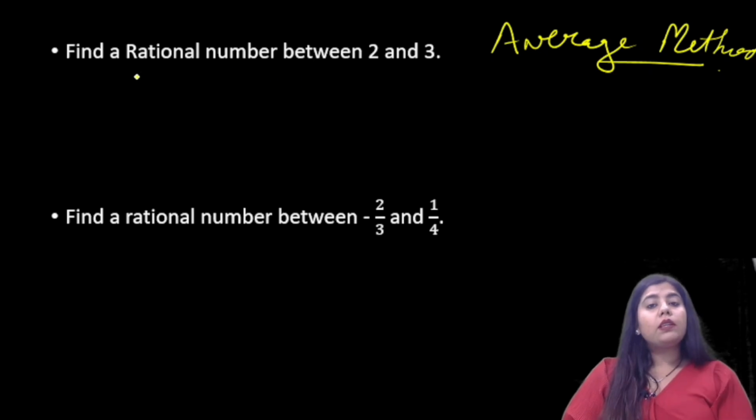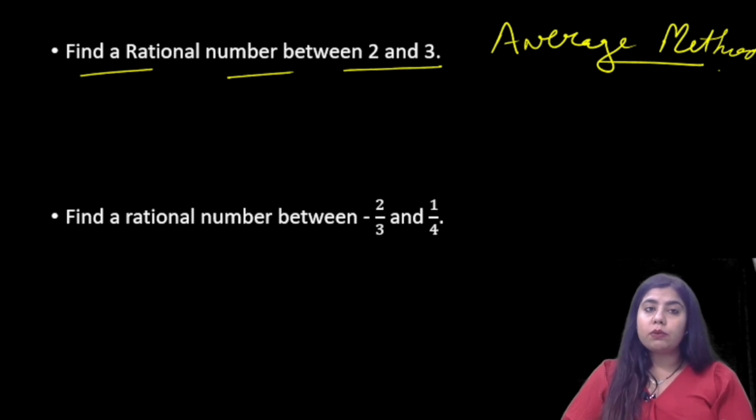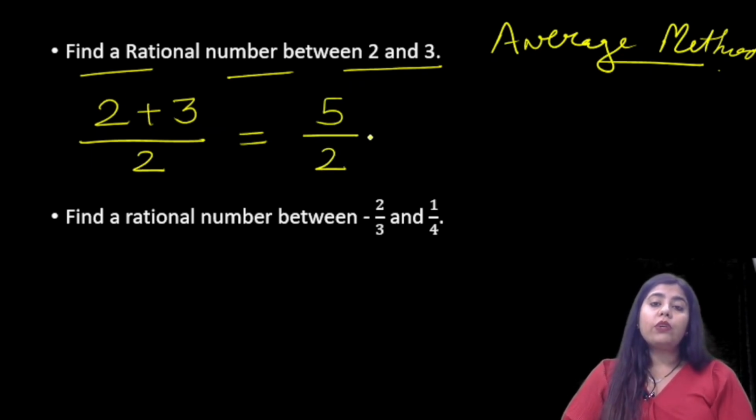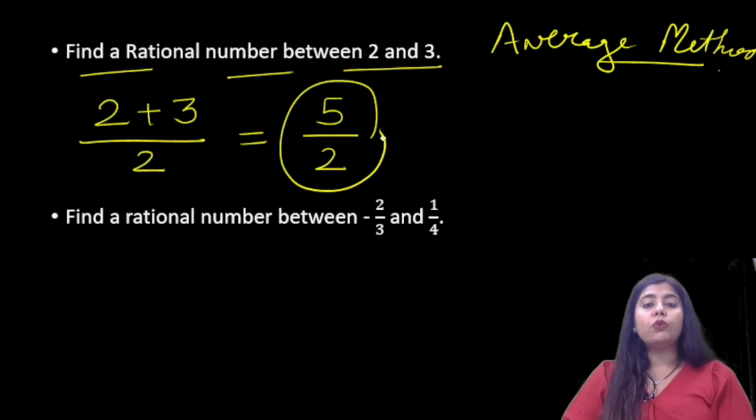For example, see this question. You have to find a rational number between 2 and 3. Here we have to find only one rational number between 2 and 3, so we will use the average method. We just have to add the given numbers, 2 plus 3, and divide by 2. From here, 2 plus 3 is 5, and in the denominator we have 2. It means 5 by 2 is a rational number between 2 and 3. Okay. Now let's see the second question.